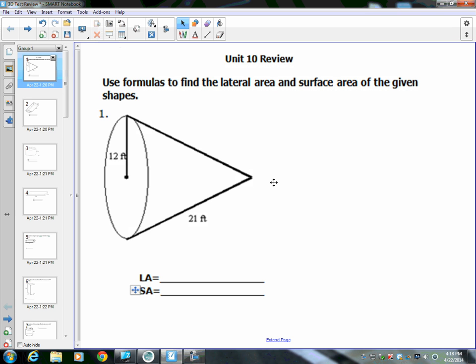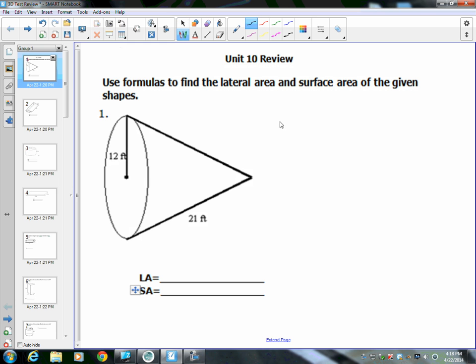Okay, this is the front half of the review sheet for three-dimensional figures. Let's get started. Number one, it says use the formulas to find lateral area or lateral surface area and total surface area of the given shapes. So first of all, this is a cone.